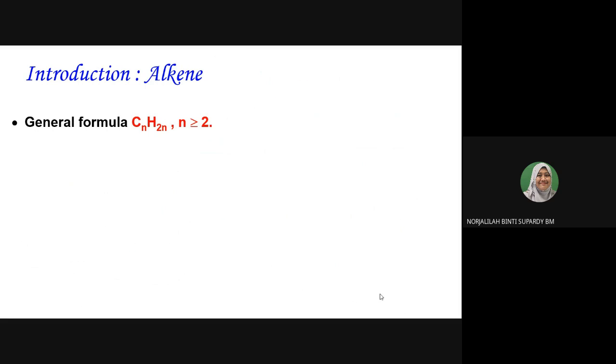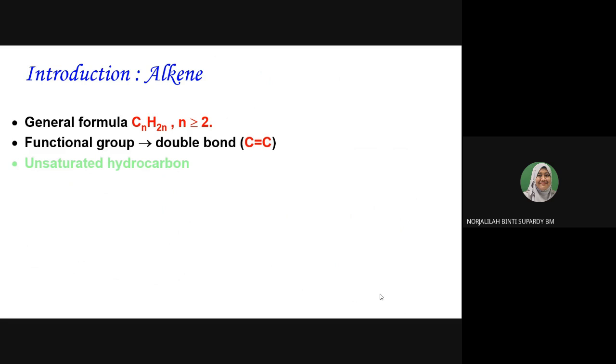The general formula of alkene is CnH2n, and the number of carbon atoms, n, must be equal or greater than 2. Then only we will have an alkene. Alkene starts with ethene, which has two carbons. The functional group of alkene is the carbon-carbon double bond. It is an unsaturated hydrocarbon, which you will learn mainly in the type of reaction.